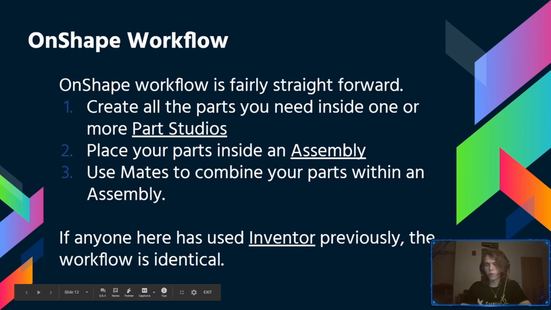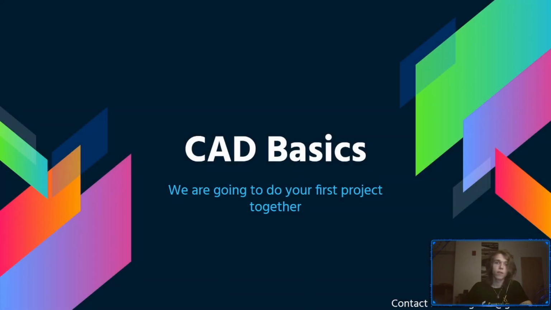So Onshape workflow is fairly straightforward. If any of you have used Autodesk Inventor before, Onshape workflow is identical. Basically, you'll have one area where you make parts, and you'll have another area where you combine those parts together to make assemblies. So you go into your part studio, you make a bunch of parts, you go into your assembly, you assemble those parts together. You place them out, you mate them, and you get your assembly. So just some very simple CAD basics.